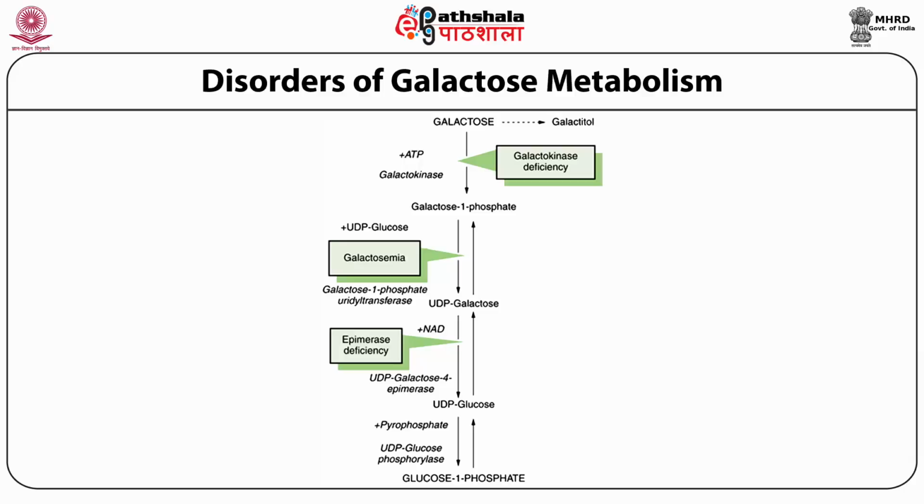This is due to the deficiency of the enzyme galactose 1-phosphate uridyl transferase. It is a rare congenital disease in infants and is an autosomal recessive disorder. An excessive accumulation of galactose is due to an inborn error of galactose metabolism. Aldose reductase converts excess galactose into galactitol. Galactitol is associated with development of cataract.